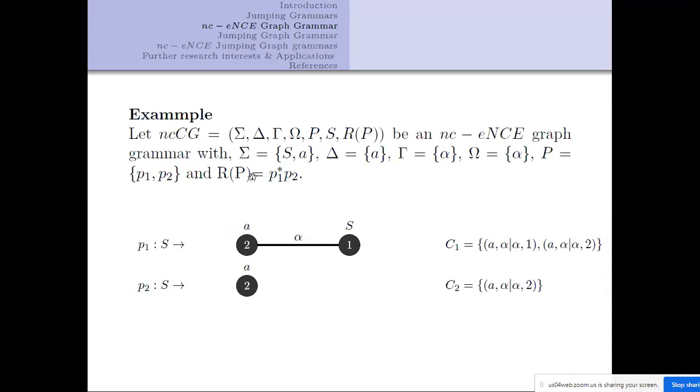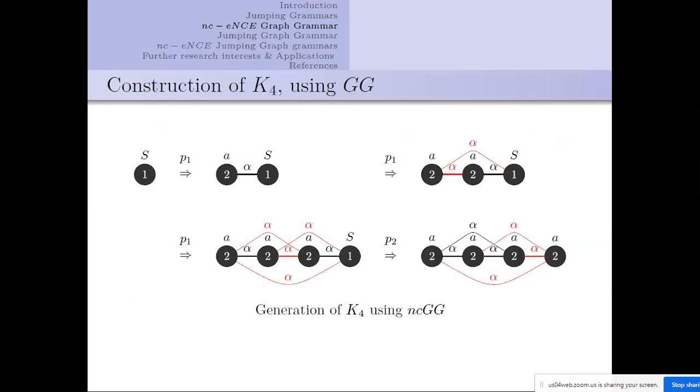You can see R of P, that is the regular expression given. The regular expression is of the form P1 star P2, that is, 0 or more times the first production rule, along with which you have to apply the second production rule. So this is an NC graph grammar generating K4 graphs. You can generate any complete graph using this particular graph grammar. Depending upon the number of times you use the production rule P1, you get the corresponding complete graphs.